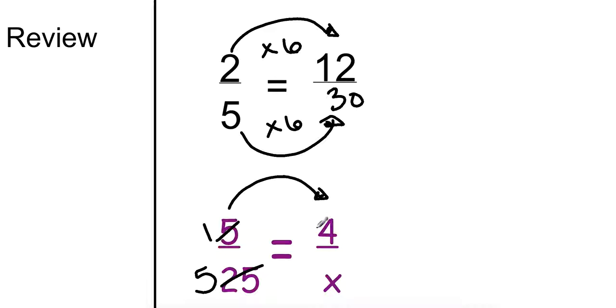Now, 1 times 4 is 4. So 5 times 4 is 20. 1 to 5 is the same as 5 to 25, which is the same as 4 to 20.